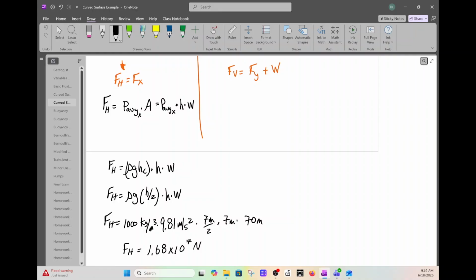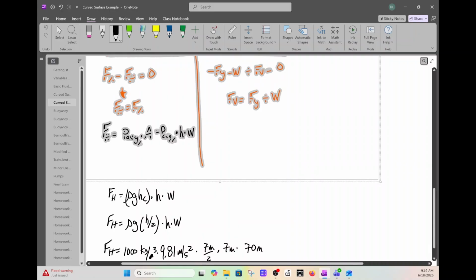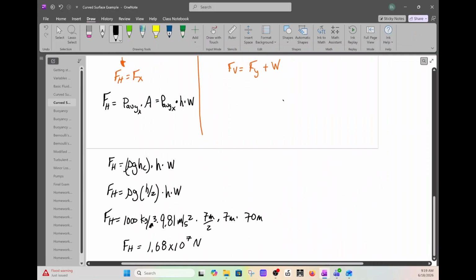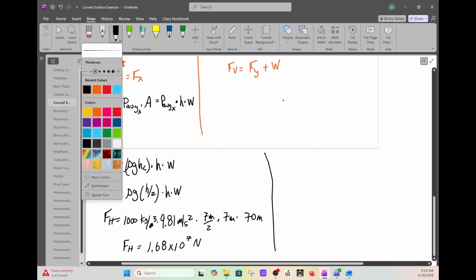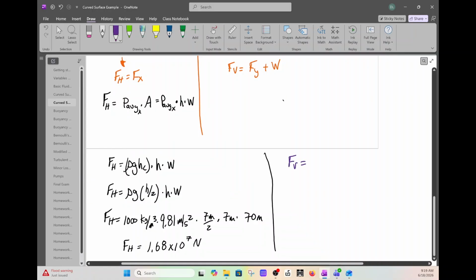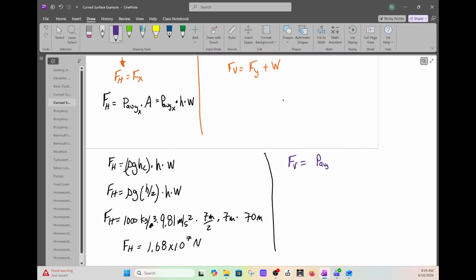All right. Now let's go to the y direction. And sorry, I'm going to do it right here so it doesn't highlight that. And I'll do it in purple. F_v, the y component, would be P average y times area, plus W. And the weight we'll put is mg for right now. Okay. So F_v, P average in the y.